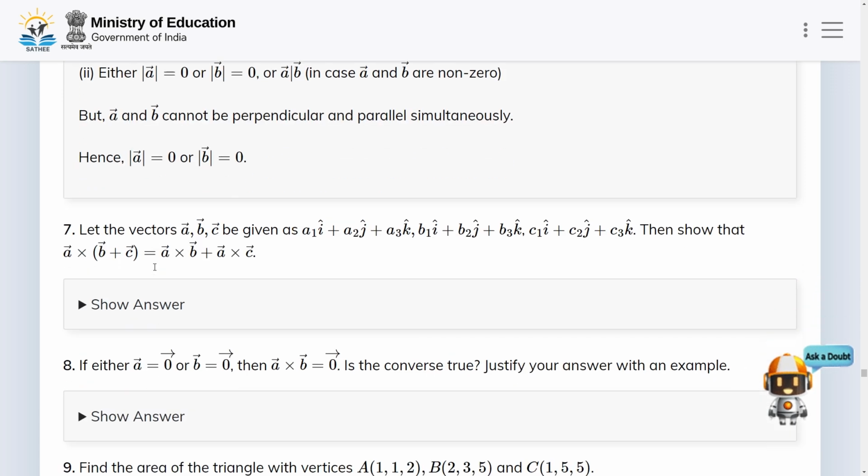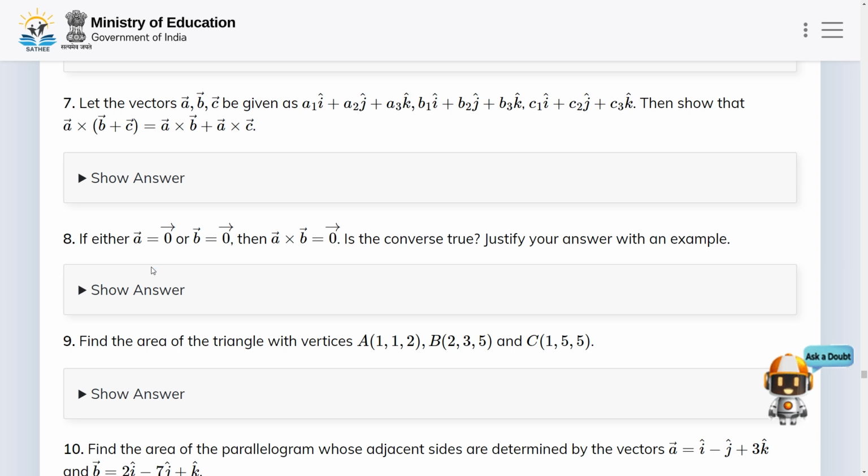Okay. Now, seventh problem. Let the vectors a, b, c be given as a1 i hat plus a2 j hat plus a3 k hat, b1 i hat plus b2 j hat plus b3 k hat, c1 i hat plus c2 j hat plus c3 k hat. Then show that a cross product with (b plus c) is the same as a cross product with b plus a cross product with c. Let's just show.